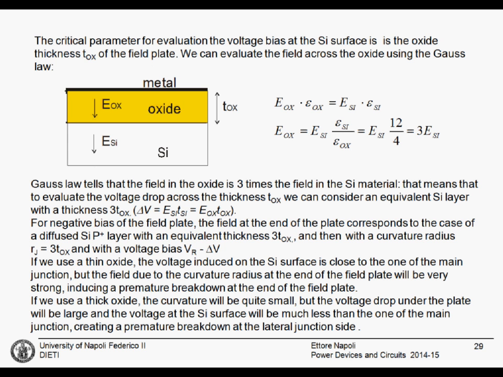For a negative bias of the field plate, we can imagine that the electric field at the end of the plate corresponds to the case of a diffused silicon P+ layer with an equivalent thickness that is 3 times the thickness of the oxide. And hence, with the curvature radius Rj equal to 3 multiplied by the thickness of the oxide, and with the voltage bias that is the reverse bias minus the voltage drop on the oxide.